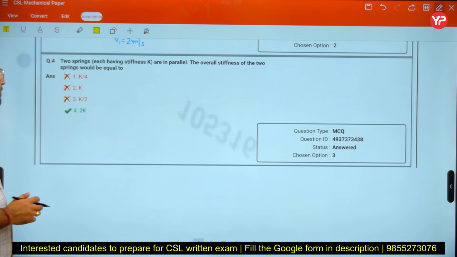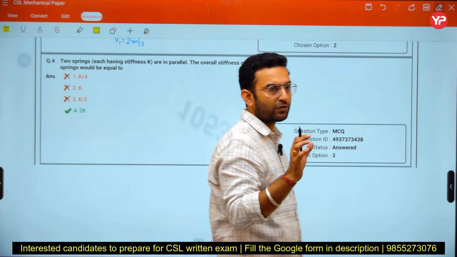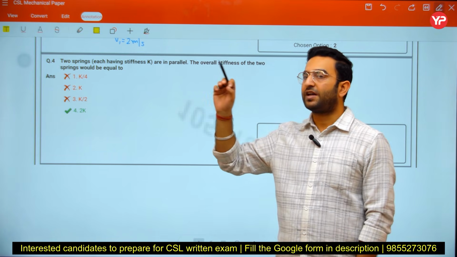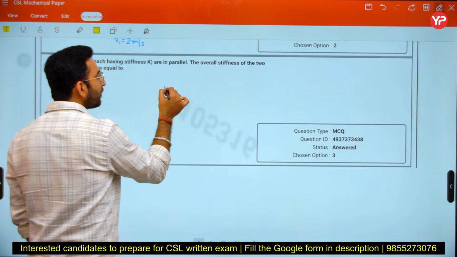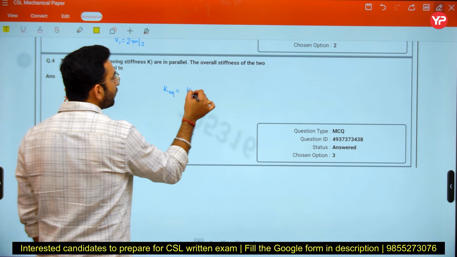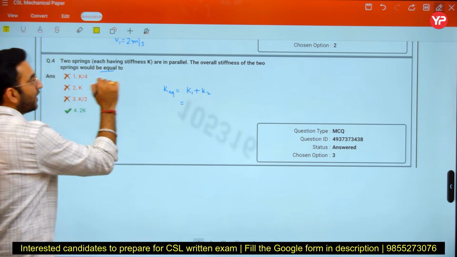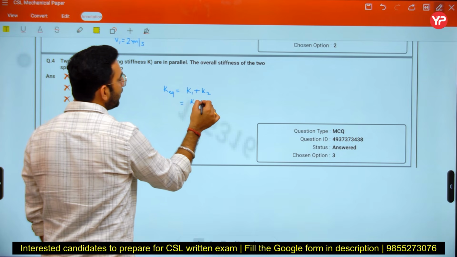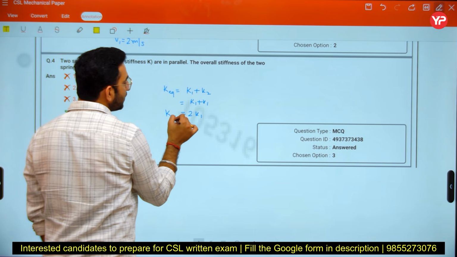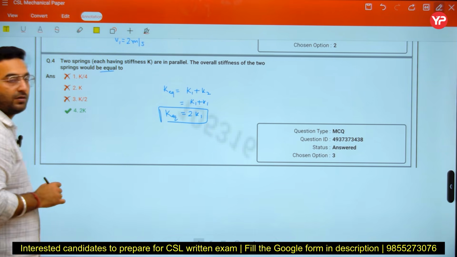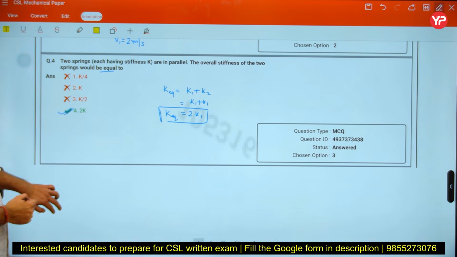Two springs are in parallel. The overall stiffness of the two springs would be equal to what? The question can be asked from the parallel combination as well as the series combination. For a parallel combination, we already know the equivalent stiffness has a simple formula: you add up all the stiffnesses. If the values of the stiffnesses are the same, I can write K1 plus K1, which is equal to 2K1. So the equivalent stiffness is going to be twice the stiffness. The answer will be 2K, so option number 4 is the correct answer. Coming back to the next part.